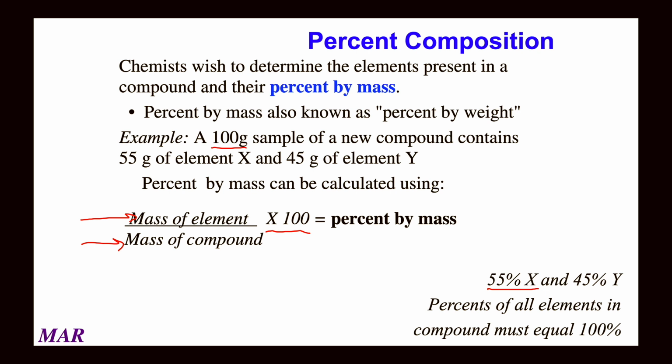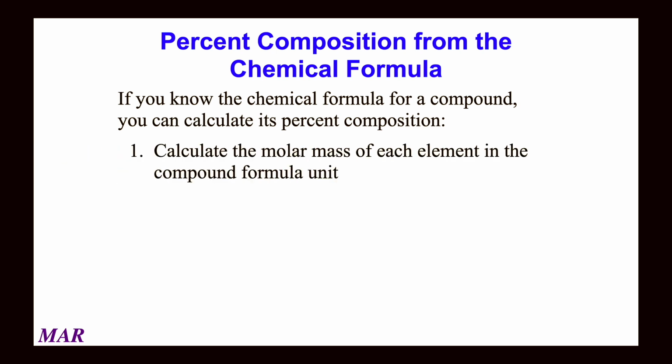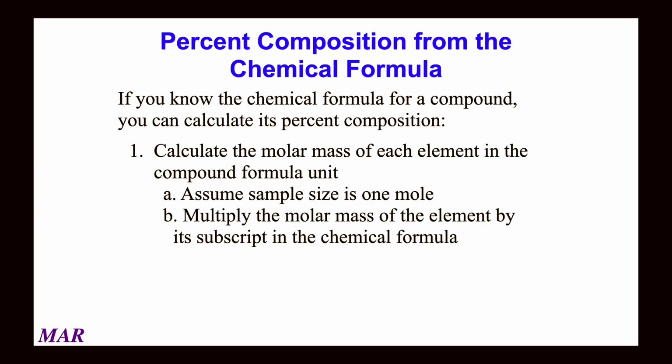So again, this works for all compounds. You can find percent carbon or percent lithium or whatever. You take the grams of what you're looking for, for example lithium, and you divide it by the grams of everything on the bottom times 100%. You can get a percent composition from the chemical formula. And this is kind of a cool thing. What you need to do is first find the molar mass of the compound itself. And along the way, you're going to find the molar mass of the elements.